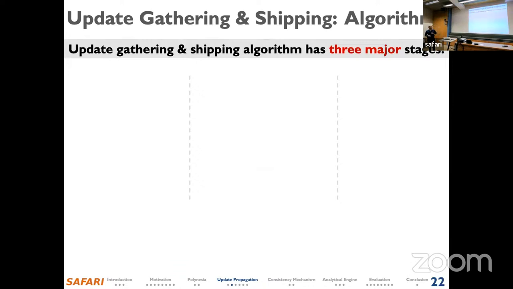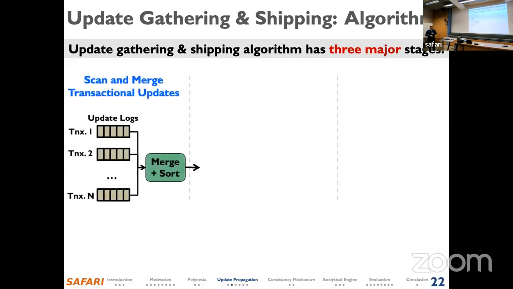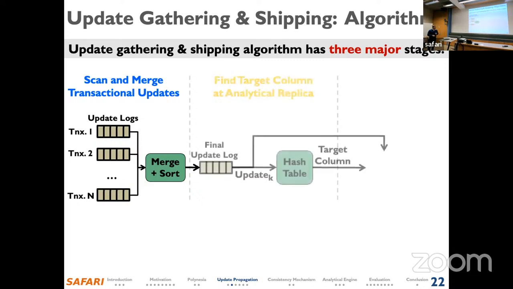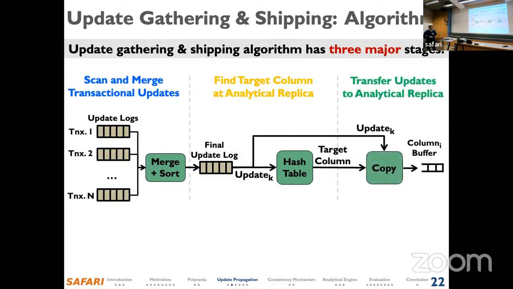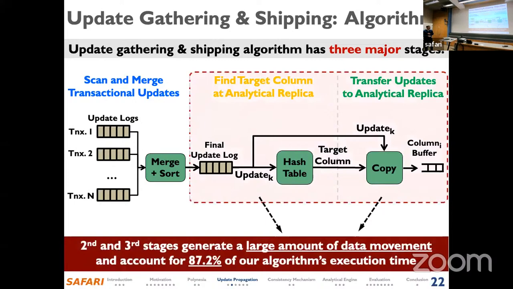In a state-of-the-art HTAP system, the update gathering and shipping has three major steps. As I said, it first scans and merges the transactional updates, then finds the target column in the analytical replica that each update needs to be applied to, and then finally transfers the updates to the analytical replica. So first is gathering, and then shipping the updates to the analytical replica. I'm not going to go into detail on each one of those steps here, but what is important to know is that finding the target column and then transferring the data to the analytical replica incurs a large amount of data movement and accounts for the majority of the execution time of this standard algorithm used for update gathering and shipping.